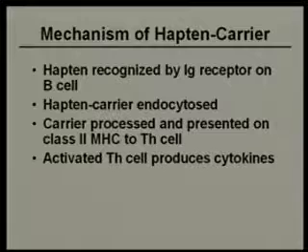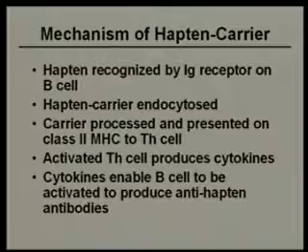Once activated, the T helper cell will then produce cytokines. The cytokines will then help to stimulate the B cell to produce the immunoglobulins. There are two parts here. You have to have the ability of the B cell to somehow recognize the hapten. That leads to the engulfment of that hapten carrier complex, which becomes basically chopped up and presented with the MHC class II molecule. The T helper cell will recognize the part of the carrier molecule, and that will lead to activation of the T cell, production of cytokines, and then the subsequent activation of the B cell.